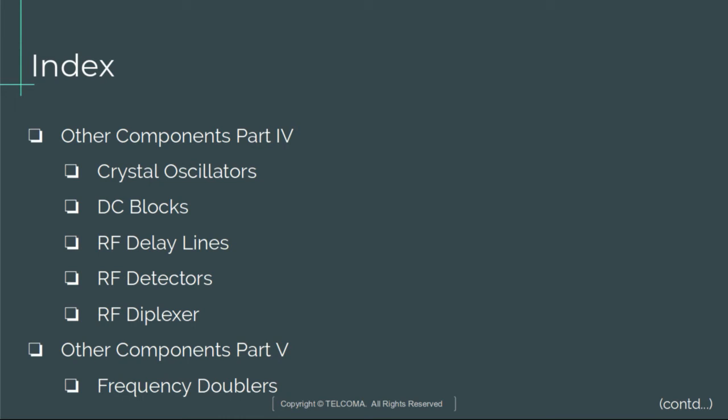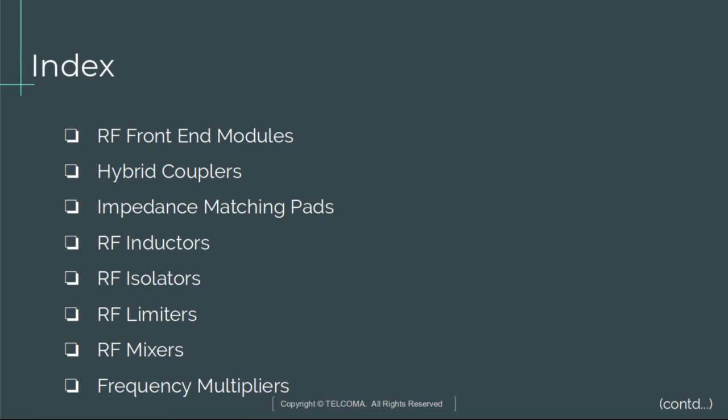11th chapter is Other Components Part 4, that includes crystal oscillators, DC blocks, RF delay lines, RF detectors and RF diplexers. 12th chapter is Other Components Part 5, that includes frequency doublers, RF front-end modules, hybrid couplers, impedance matching pads, RF inductors, RF isolators, RF limiters, RF mixers, frequency multipliers.